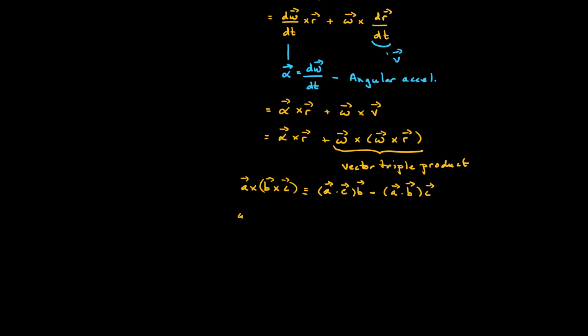So in our case, we have omega crossed with omega crossed with r. And so this will be equal to omega dotted with r and then multiplied by omega, minus omega dotted with omega multiplied by r.